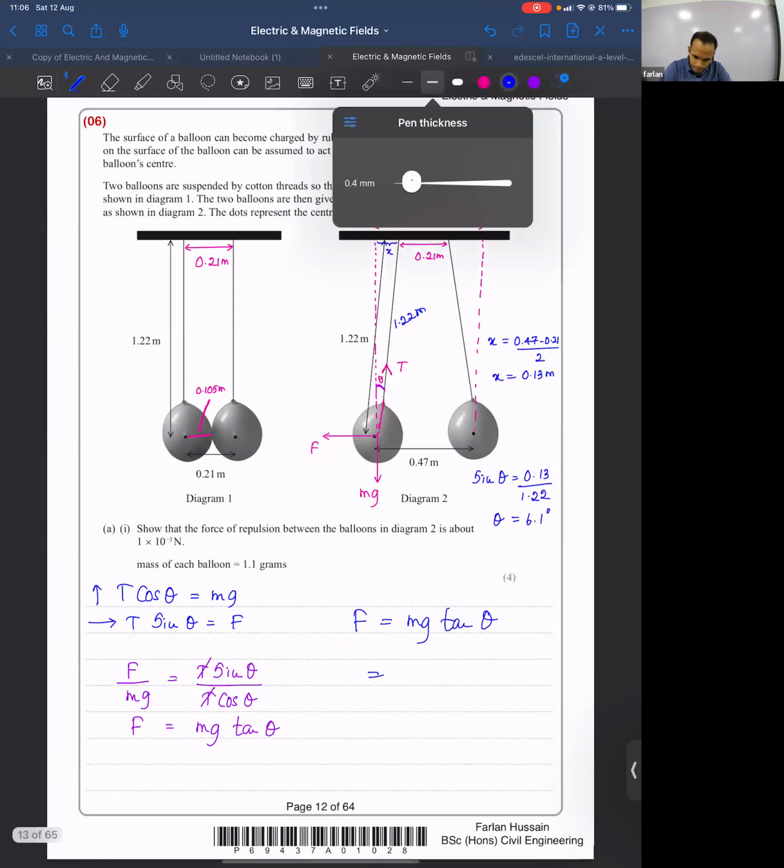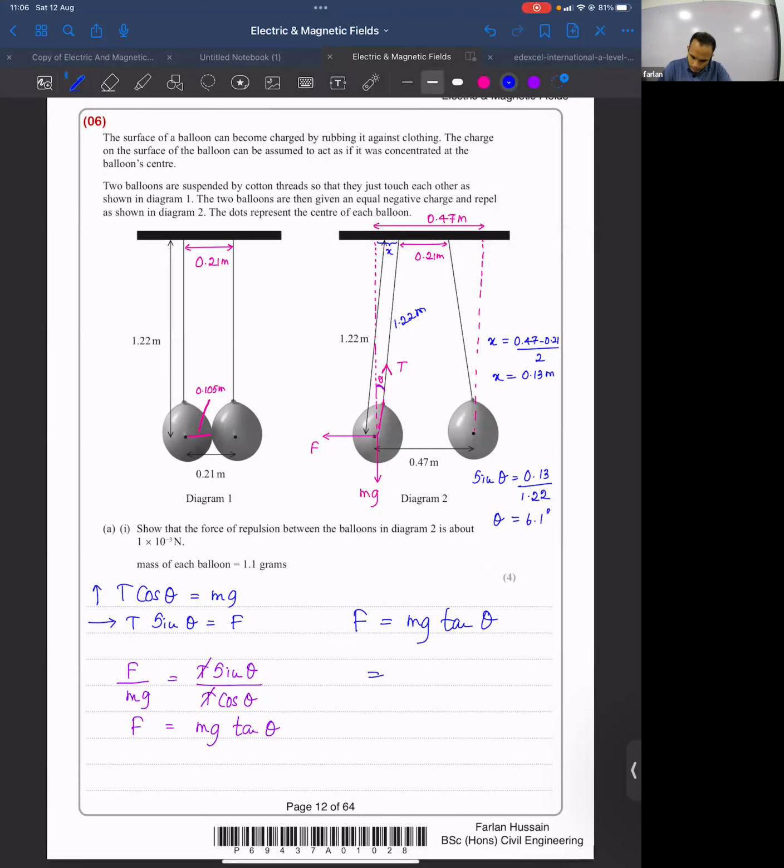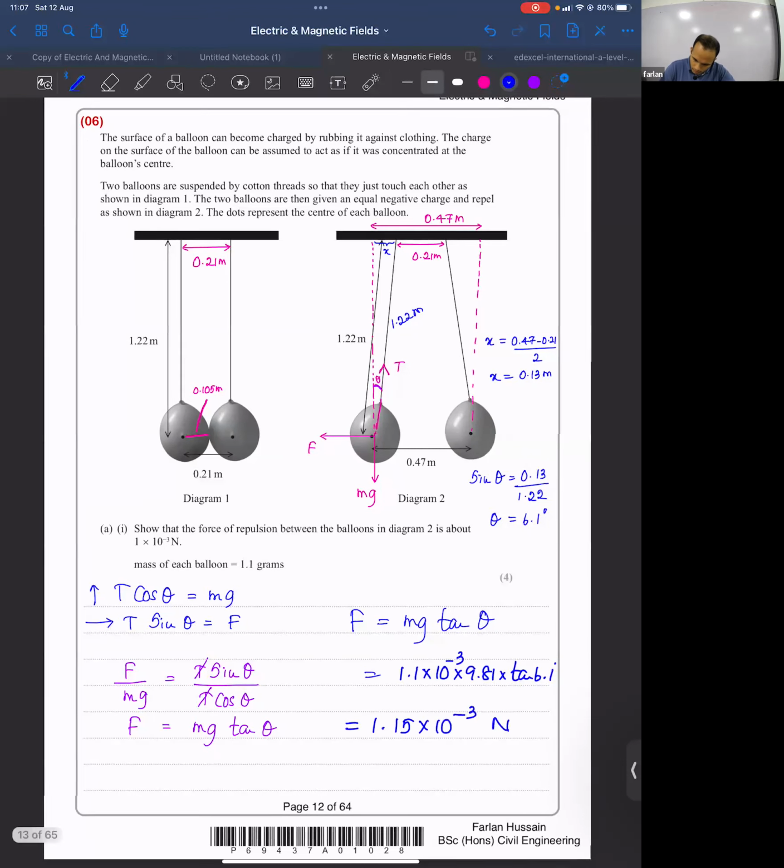M is 1.1 grams, so 1.1 into 10 to the power minus 3 to convert grams to kilograms. g is 9.81 into tan 6.1. So 1.1 into 10 to the power minus 3 into 9.81 into tan 6.1 is 1.15 into 10 to the power minus 3 newtons. They have given the answer to one significant figure.